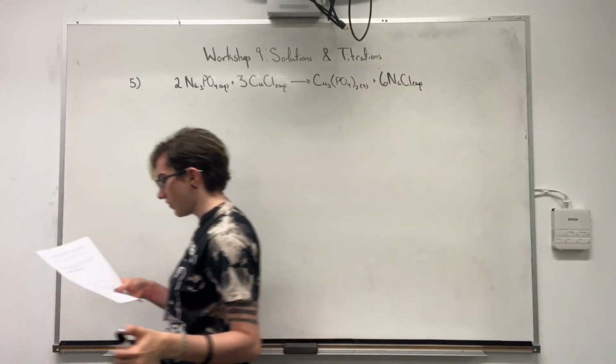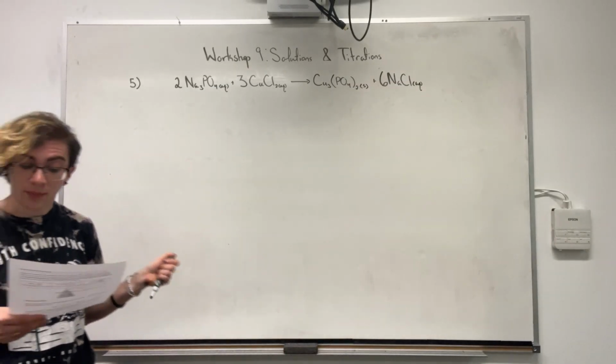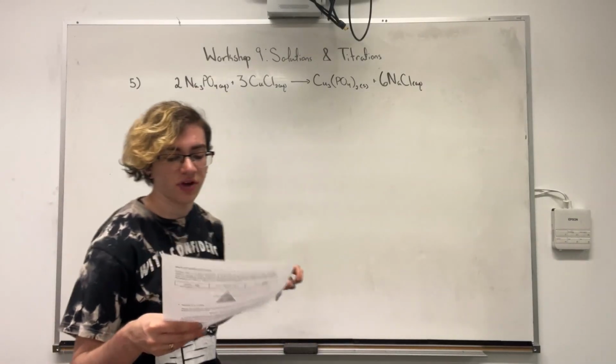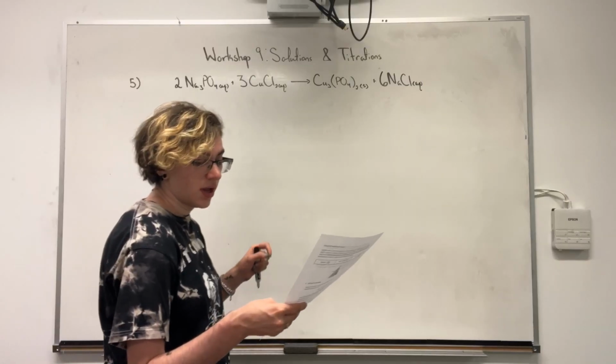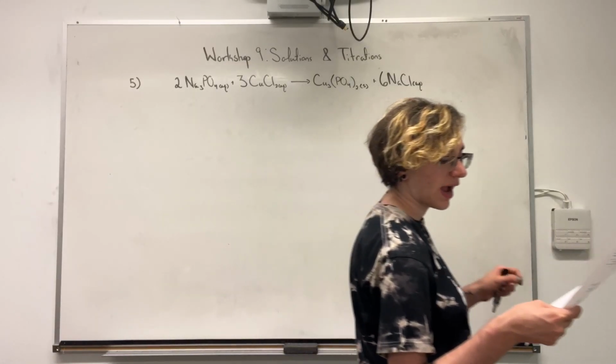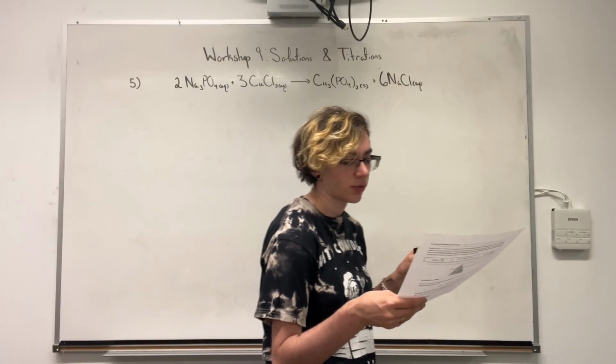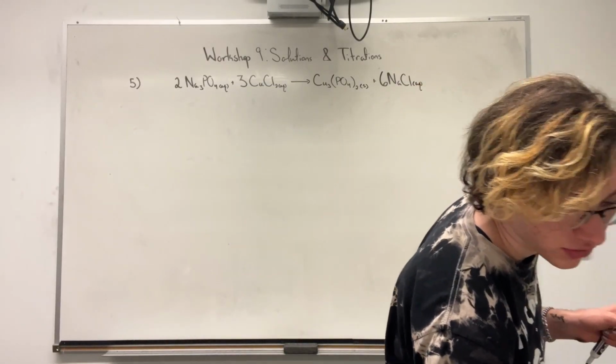So we have sodium phosphate reacting with copper chloride to become copper phosphate and sodium chloride. What volume of 0.175 molarity sodium phosphate solution is necessary to completely react with 82.9 milliliters of 0.121 molarity copper chloride, and how many grams of copper phosphate will form?